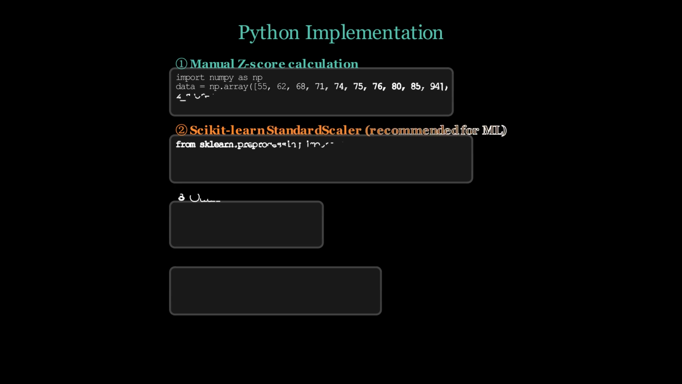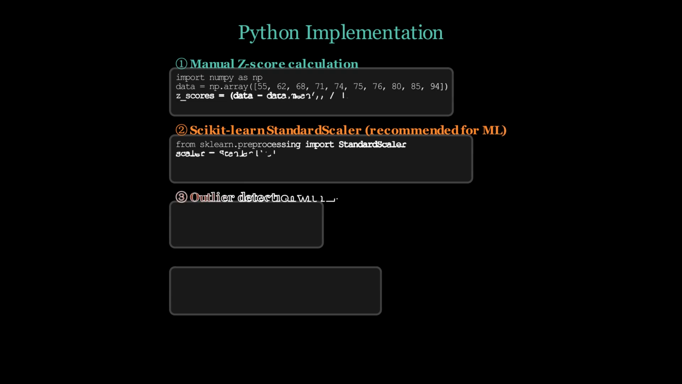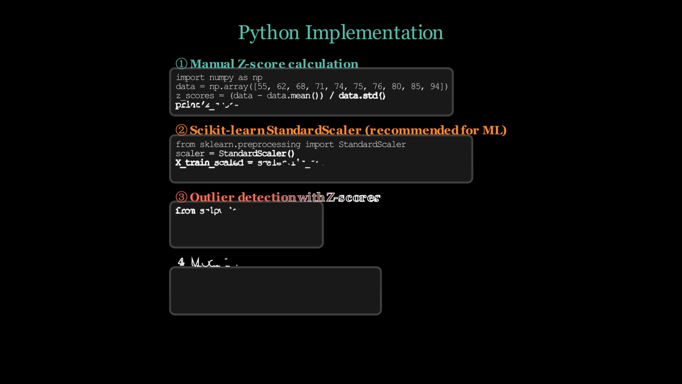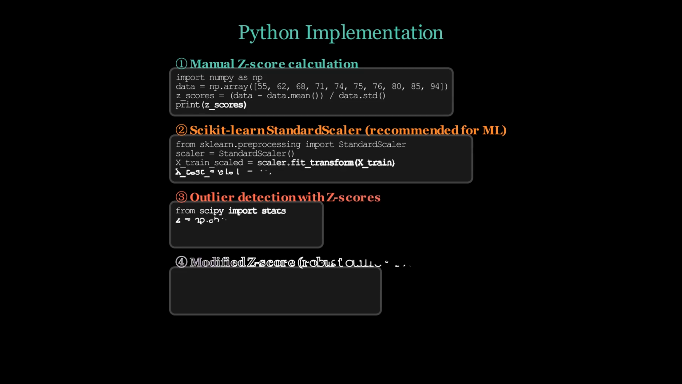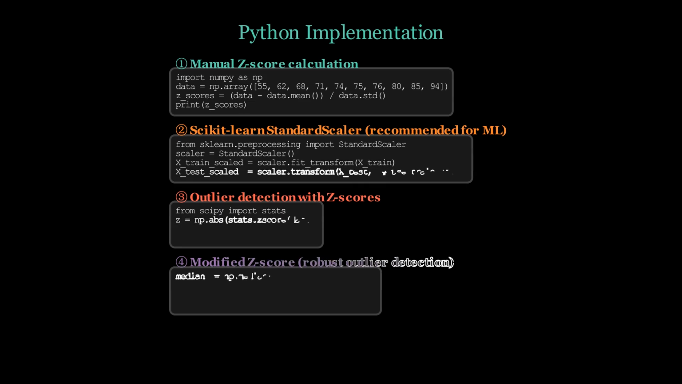Second, for machine learning workflows, always use Scikit-Learn's StandardScaler. Critically, call fit_transform on training data, but only transform on test data. Never fit the scaler on test data. That would be data leakage, contaminating your model evaluation with future information.